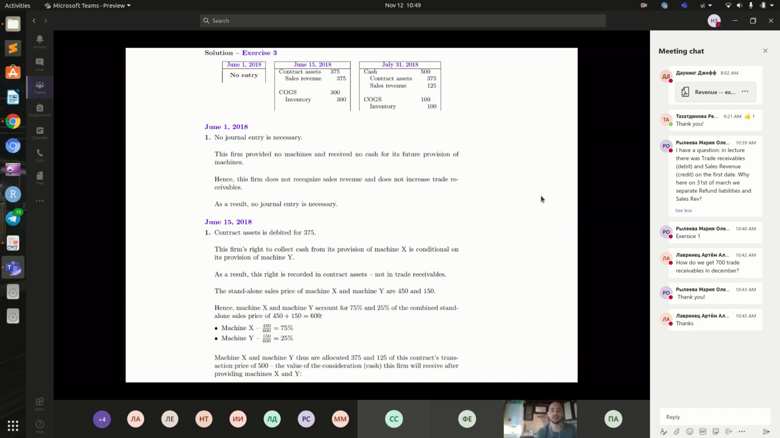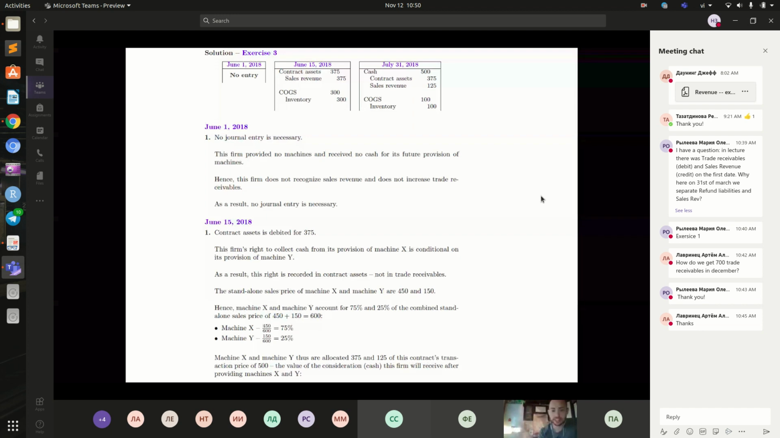These values are based on the transaction price of 500, cash received from the provision of machine X and machine Y, multiplied by the relative standalone sales price of each item. The journal entry for June 15th, 2018, shows this calculation for the relative standalone sales price of each item. Machine X and machine Y have a standalone sales price of 450 and 150. Hence, machine X accounts for 75% of the combined standalone sales price of these 2 items. Machine Y, 25%. Hence, we allocate 75% of the transaction price to machine X and 25% to machine Y.